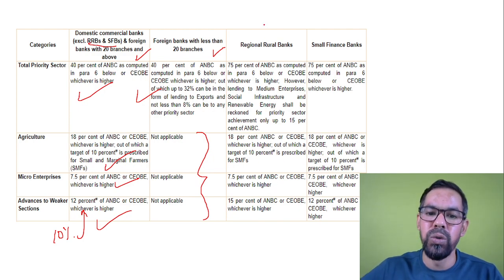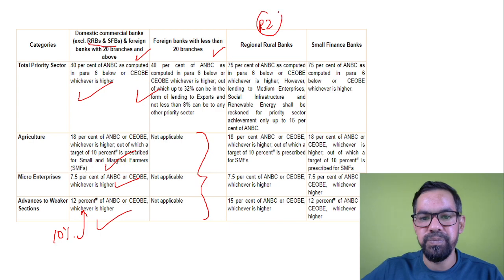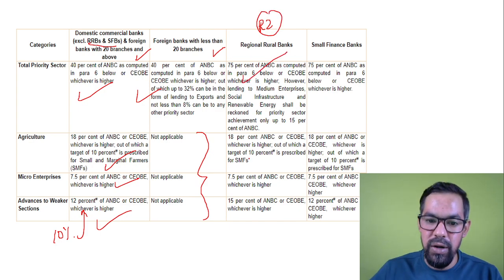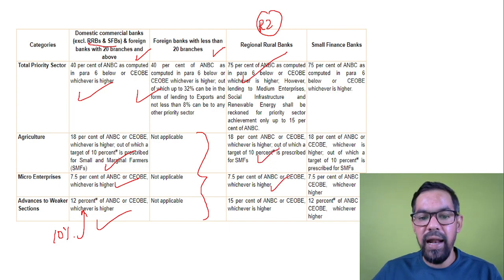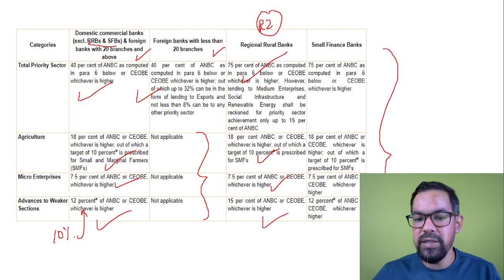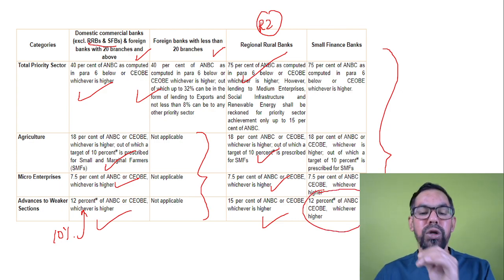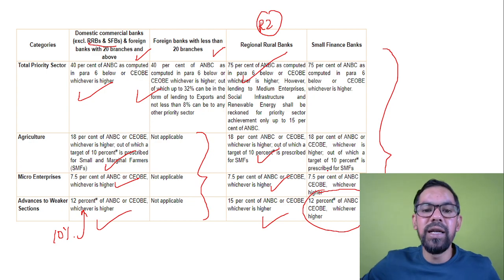RRBs, that is our norms 2, we'll come to this one. They have to lend 75% of their ANBC to the priority sector: 18% in agriculture, 7.5% MSME, 15% in weaker section. Small finance banks are again the same, only the change is 12% in weaker section. So do remember this one. This is the latest guidelines.